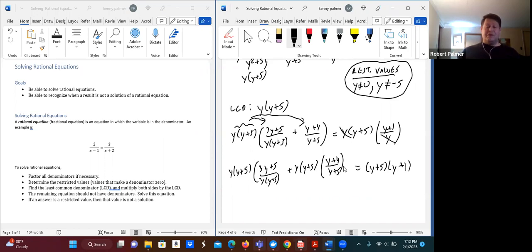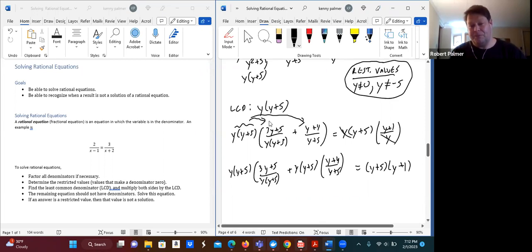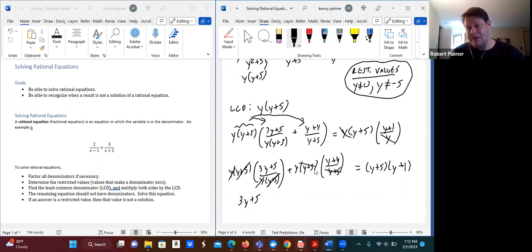Okay, so on these, I know there's a lot to do, but everything works exactly the same way. Just take your time. Okay, let's see. So here, what cancels out? Here, the y plus 5s cancel out, and also the y's, which is good. So this one, we just have 3y plus 5 left. Over here, the y plus 5s cancel out, and so we have plus y times y plus 4.